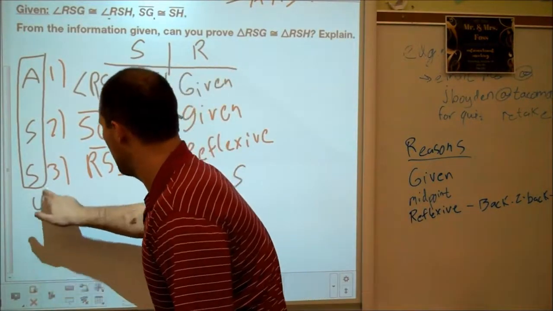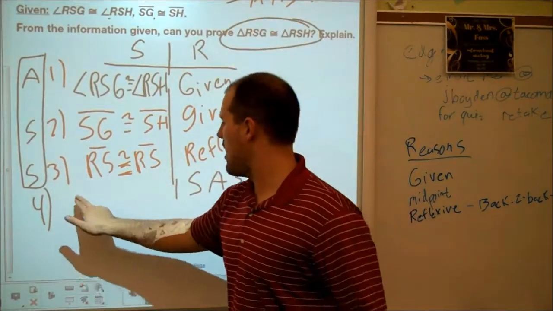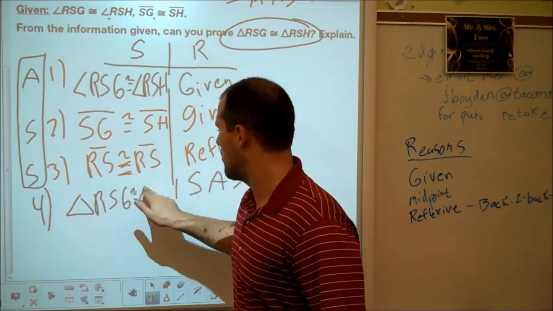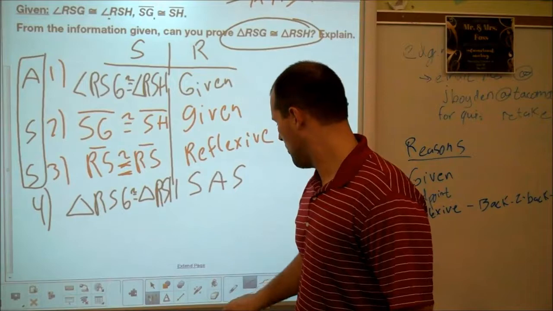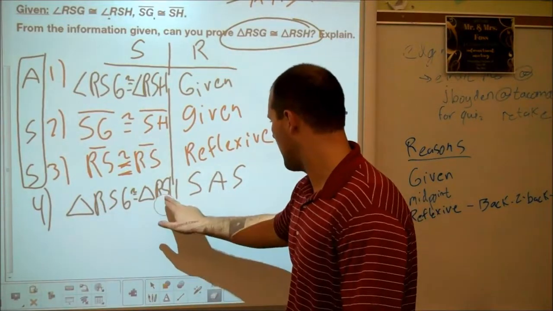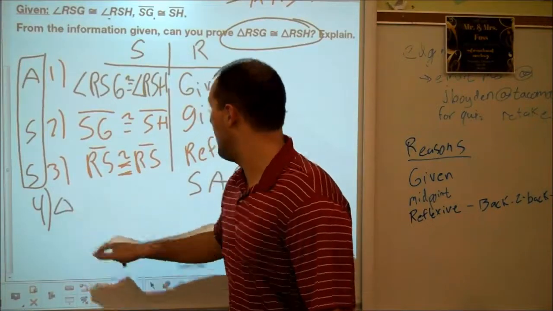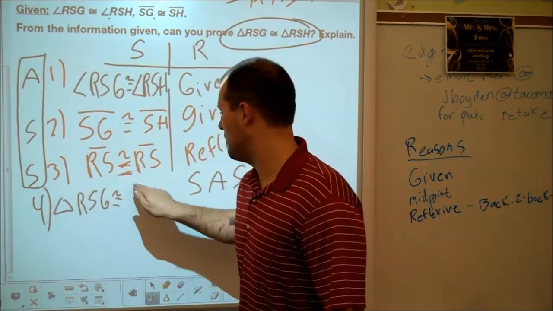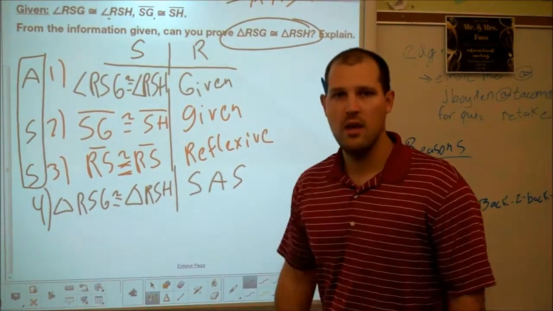Okay, so my final statement, remember, I'm not making it up. It was given to me. It's right over here. So triangle RSG is congruent to triangle RS. Oh, I've done it again. I ran out of space. All right, I get a redo. I get 2 redos. Triangle RSG is congruent to triangle RSH. Okay, and now we're done.